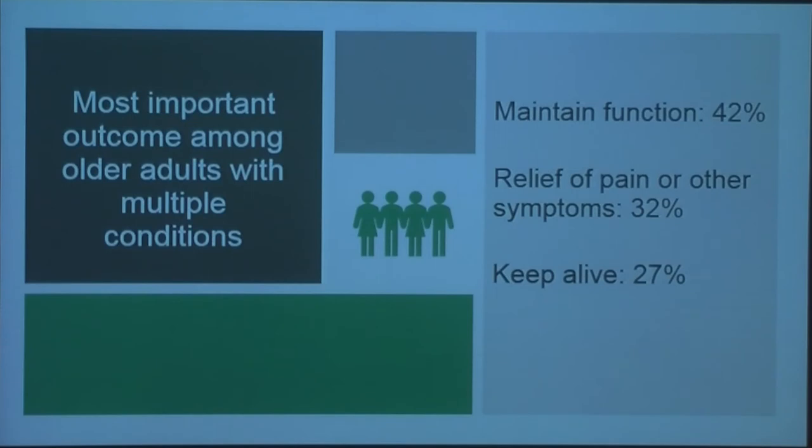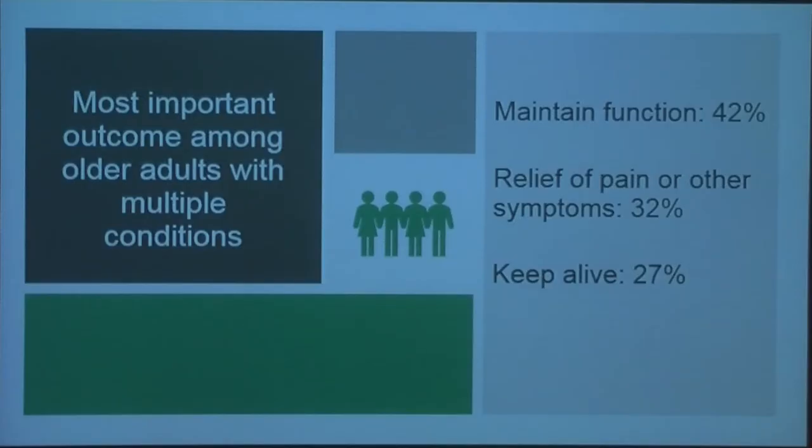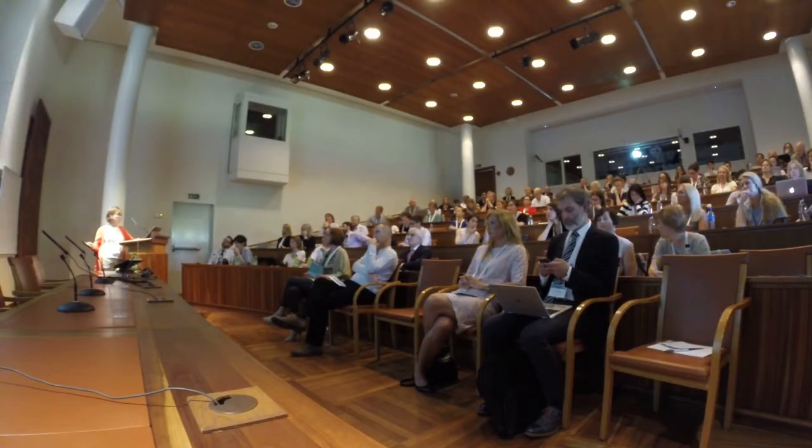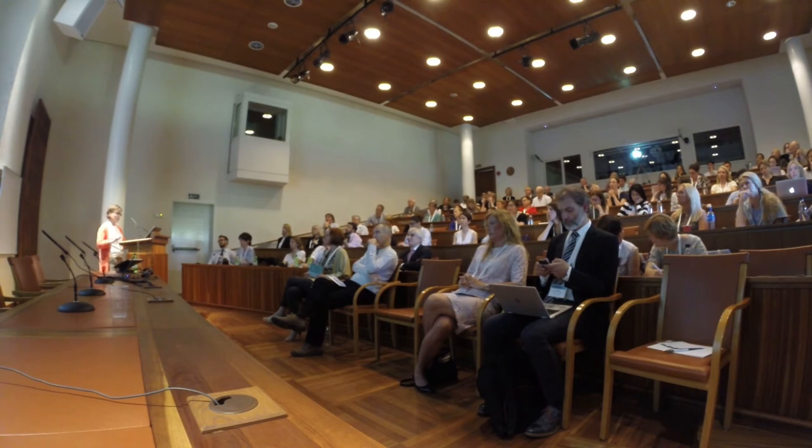In work that Terry Fried, I would say Terry Fried is the other Fried in geriatrics, asked a group of about 300 or 400 older adults with a range of common chronic conditions, if they had to pick among those three, maintaining function, relief of pain and other symptoms, and staying alive as long as possible, regardless of the function and pain, what was most important to you? And people could very readily differentiate. About 42% said maintaining function, no matter what their symptoms or length of life was going to be, was most important. About a third prioritized symptoms, and a little bit less than a third prioritized keeping alive. And again, remember, this is what most clinical trials look at, staying alive.